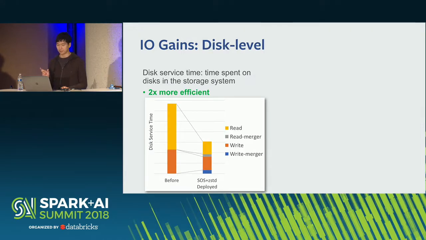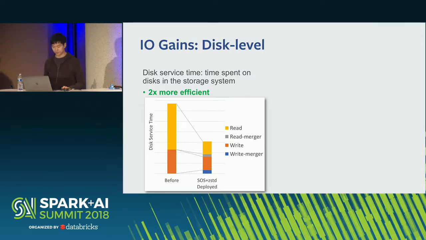Now, what we really care about, though, is how this translates into the disk level gains. So here we use the metric called disk service time. This is using sampled output. It's an approximation of how much time we actually spend on each of the disks in the storage system. So if you look on the left, we show the before. And here we see what we've been talking about this whole time, which is that read I/O actually takes a very long time. And this is dominated by the shuffle reads.